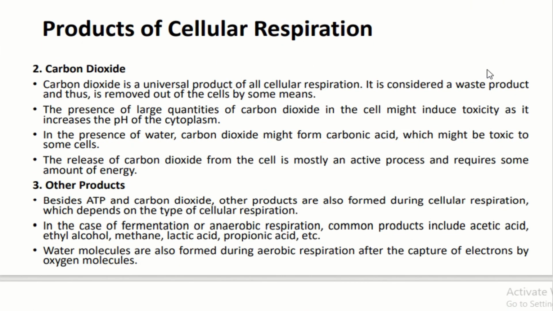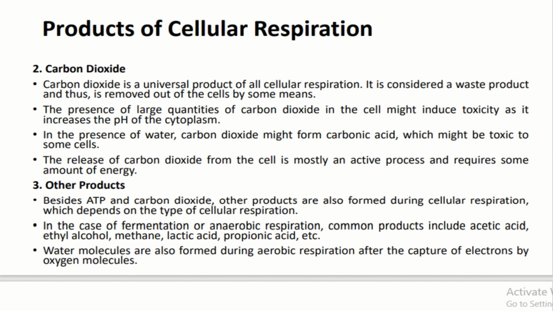The other product is carbon dioxide. Carbon dioxide is a universal product of all cellular respiration. It is considered a waste product and thus is removed out of the cell by some means. Presence of large quantities of carbon dioxide in the cell might induce toxicity as it changes the pH of the cytoplasm. In the presence of water, carbon dioxide might form carbonic acid, which might be toxic to some cells. The release of carbon dioxide from the cell is mostly an active process and requires some amount of energy.